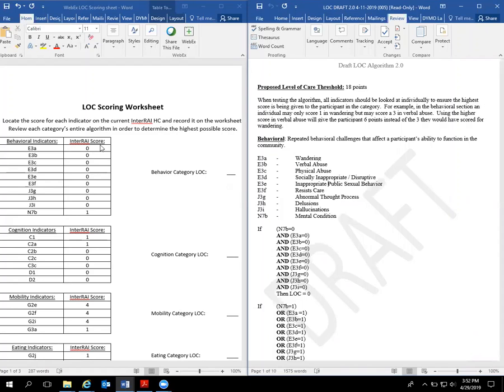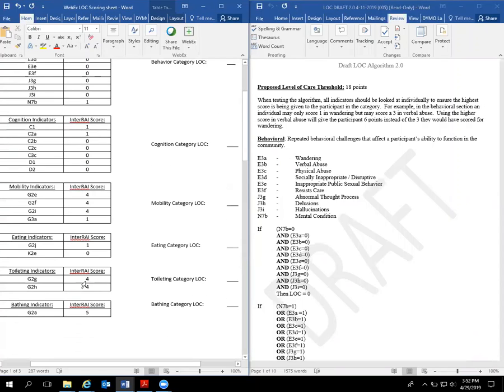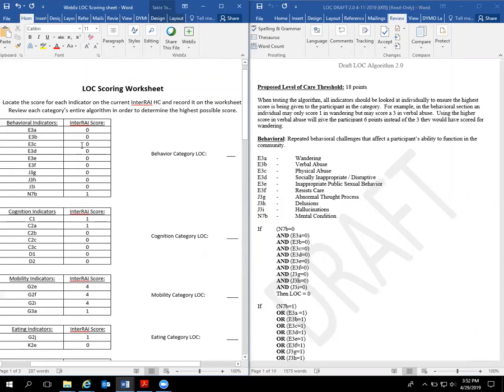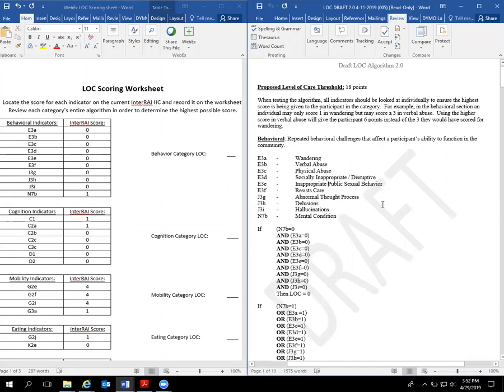We want to make it clear that the way that you score the worksheet is not to add up these numbers, these coding. This is just coding. These numbers do not actually represent a 1 or a 4. These are just codes for the inter-I. The way that we're going to actually score this is by using the algorithm.